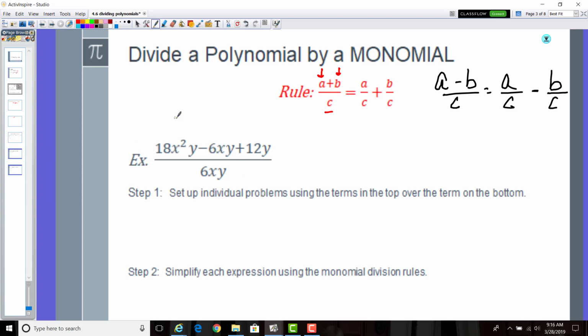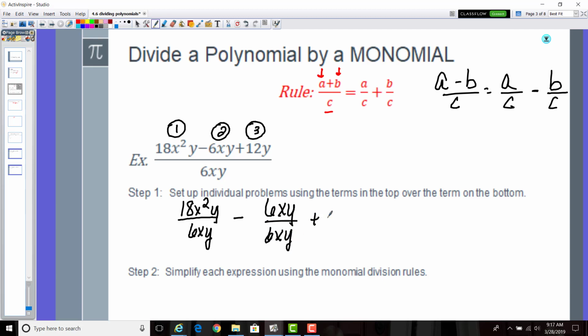So if we're going to take this problem, this is a 1, 2, 3 term polynomial divided by a common denominator. So if we've got 3 terms in the top, we should be able to set up 3 individual fractions. 18x squared y over 6xy. We will subtract 6xy over 6xy, and then we can add 12y over 6xy.